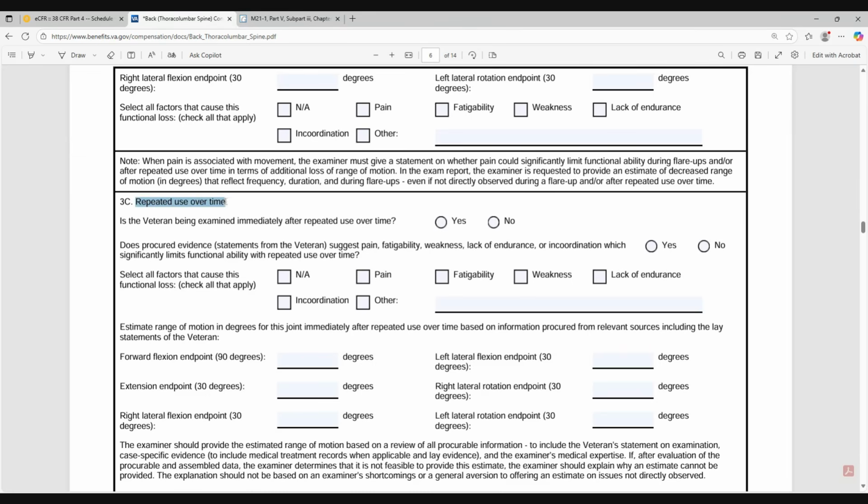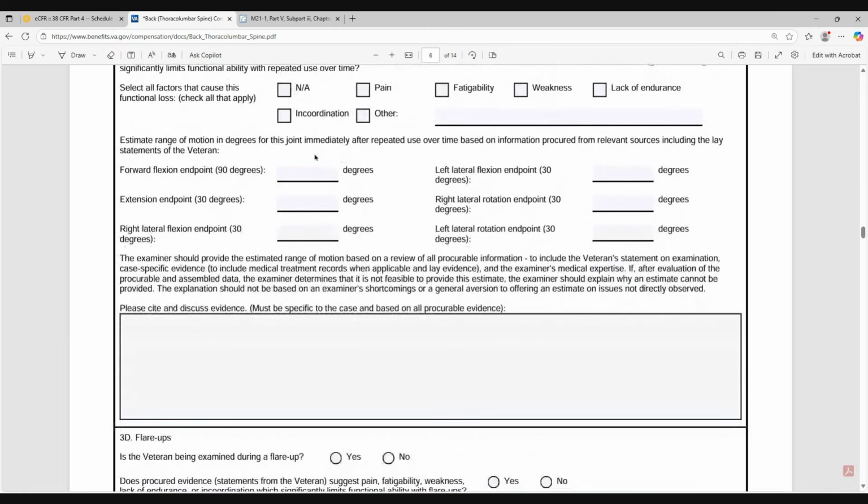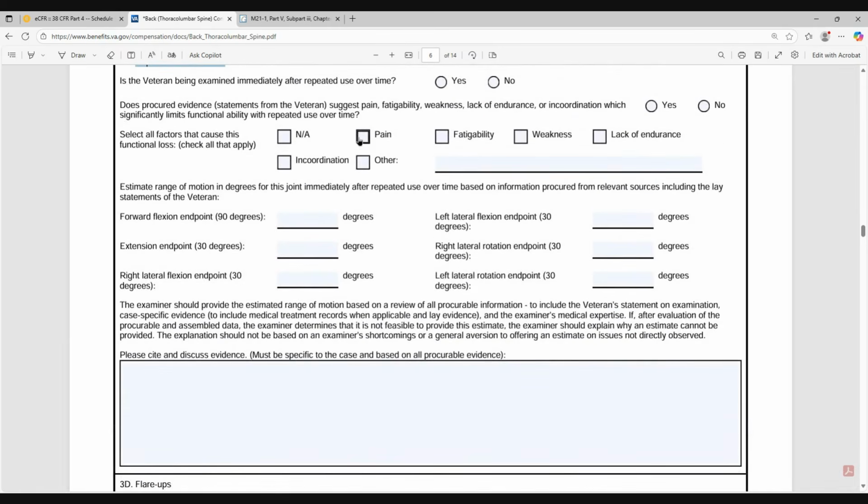The next set of range of motion is repeated use over time. So this would be the multiple times, but it's got the same criteria where they'll select pain or weakness, the impairments to the range of motion. The only one that matters here is pain. Fatigability, weakness, lack of endurance, those equate to no additional rating criteria, so it doesn't matter.